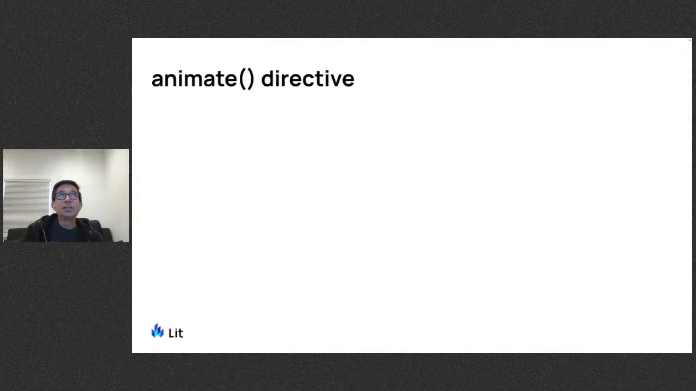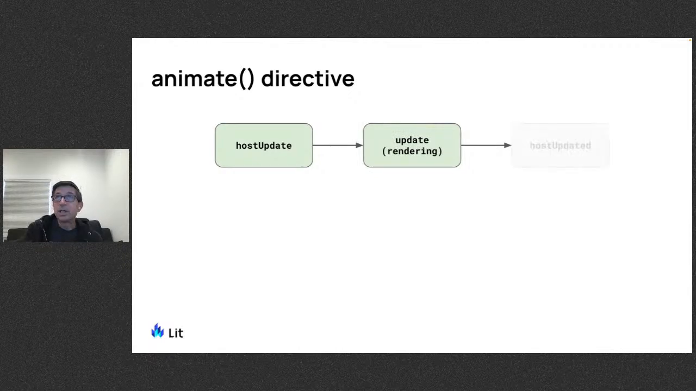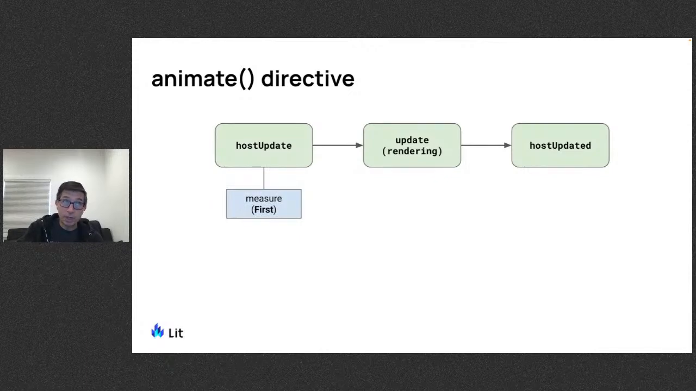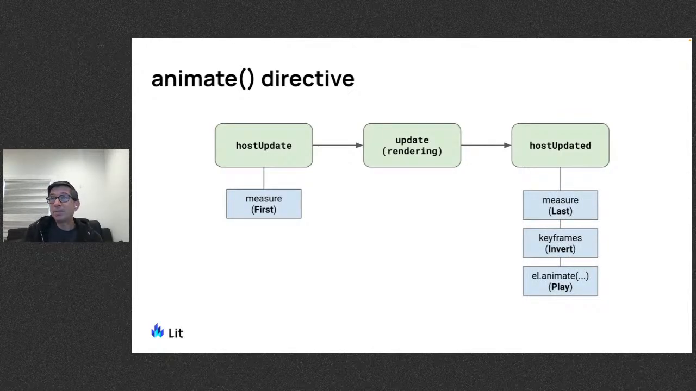Cool. All right, so let's get a sense of how that comes together with the animate directive. We have the reactive controller lifecycle. First, there's host update. Then there's the actual element updating, where the rendering occurs. And then there's host updated, which is after rendering. So how does the animate directive perform the flip? First, in host update, we measure the current rendering. We let the rendering do whatever it wants in update. And then in host updated, we measure the last position, compute the keyframes, and use element.animate, the Web Animations API, to play the animation. That's how it goes.